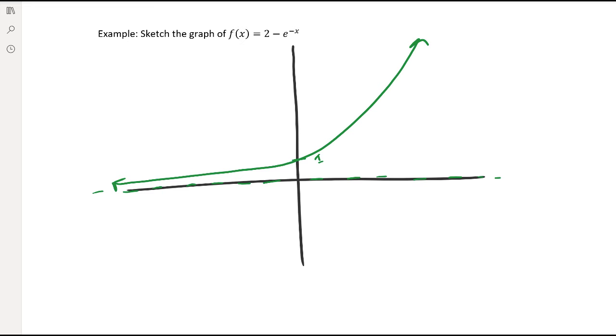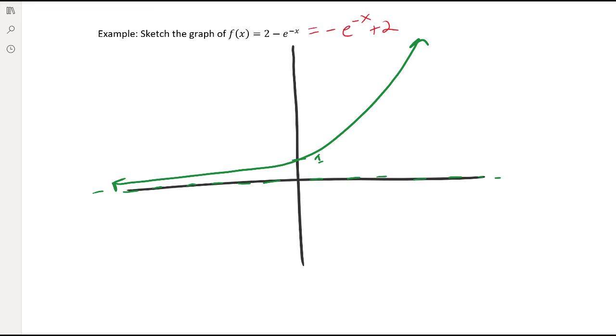So I'm going to come back up here to the original function. I'm going to rewrite it like this. It might be a little easier for you to see the transformations if I rewrite this as a negative e to the negative x plus 2. Okay, so what are the transformations?